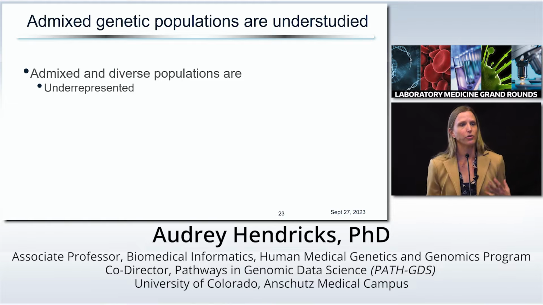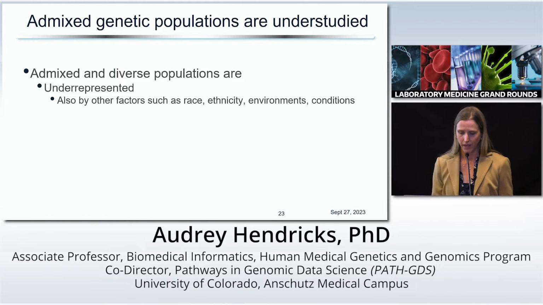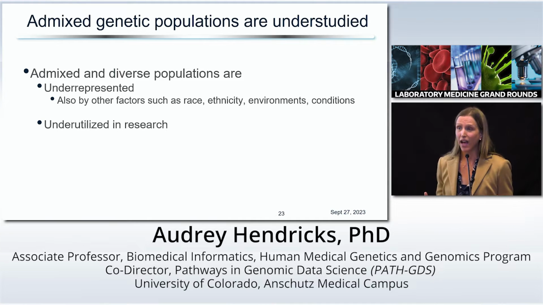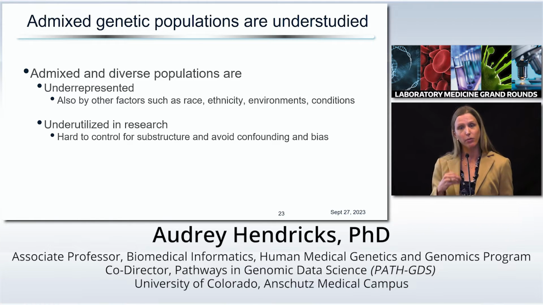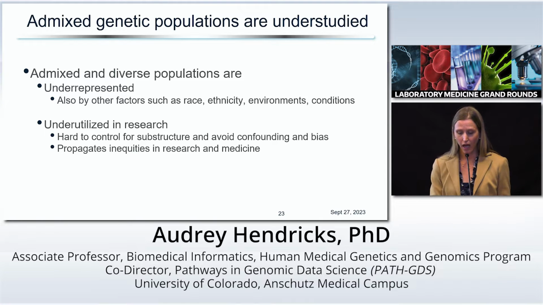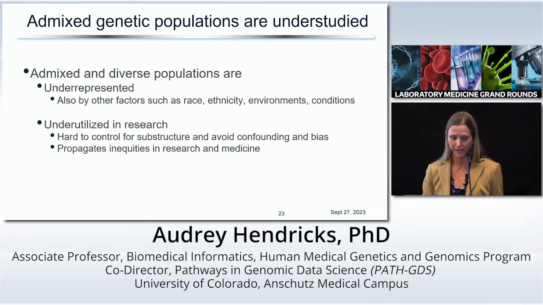So we have an underrepresentation of data. We also have an underrepresentation not only by ancestry, but other factors such as race, ethnicity, environments, conditions. And I also like to highlight that the data we have that is representative is also underutilized. This is in part because of that substructure that I mentioned earlier. It is harder to control for this substructure and to avoid confounding and bias. In this, the underrepresentation and the underutilization propagates inequities in research and medicine.